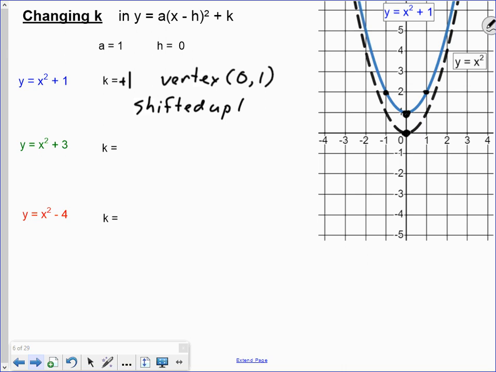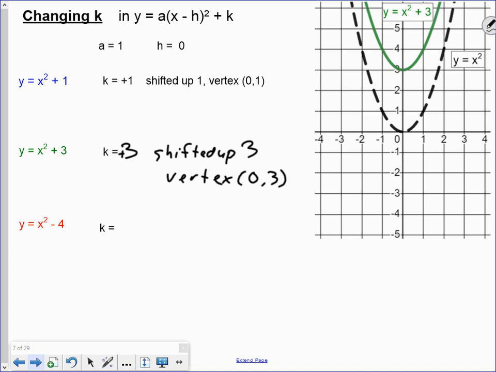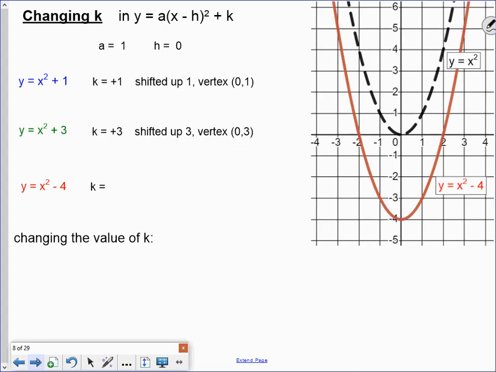So let's look at x squared plus 3. You can see it here. We've got now k value is equal to positive 3, and you can see that this has been shifted up 3. And our vertex is now at 0, 3, right here.